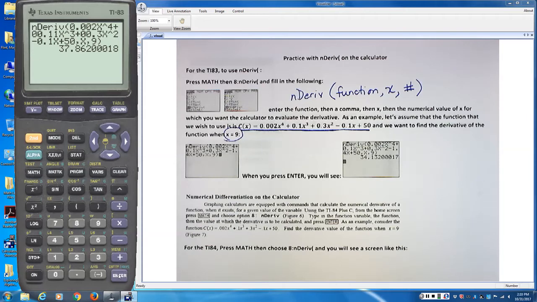Now somehow I've gotten a different answer from what is on the screen, so let me double check that I did my derivative right. 0.002x to the 4th plus 0.1... Let me go up and re-enter my function, because I put too many ones in the last time.